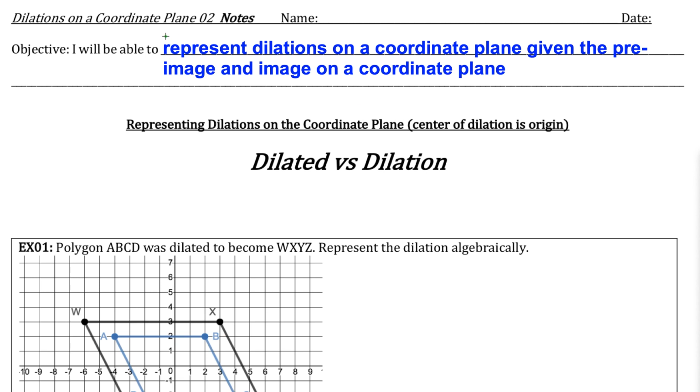All right, so in this lesson, we will represent dilations on a coordinate plane. Remember, a dilation is a change in size. Given a pre-image and an image on the coordinate plane, we're going to represent the change in size.